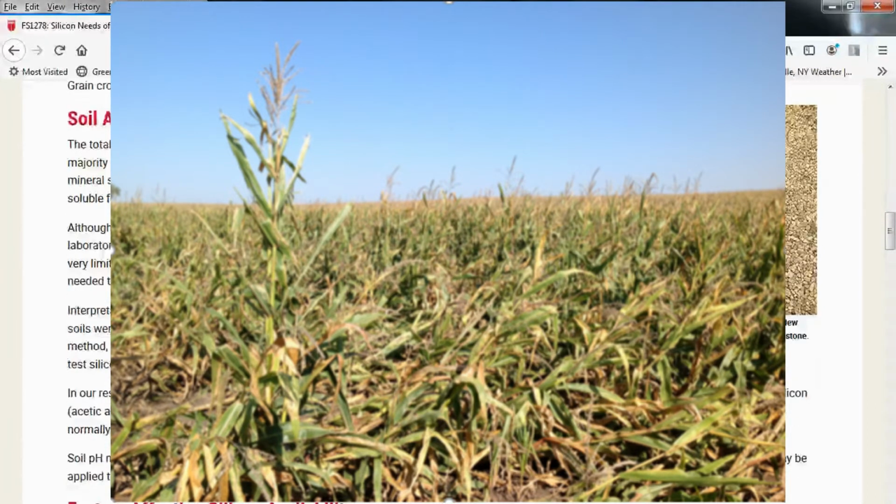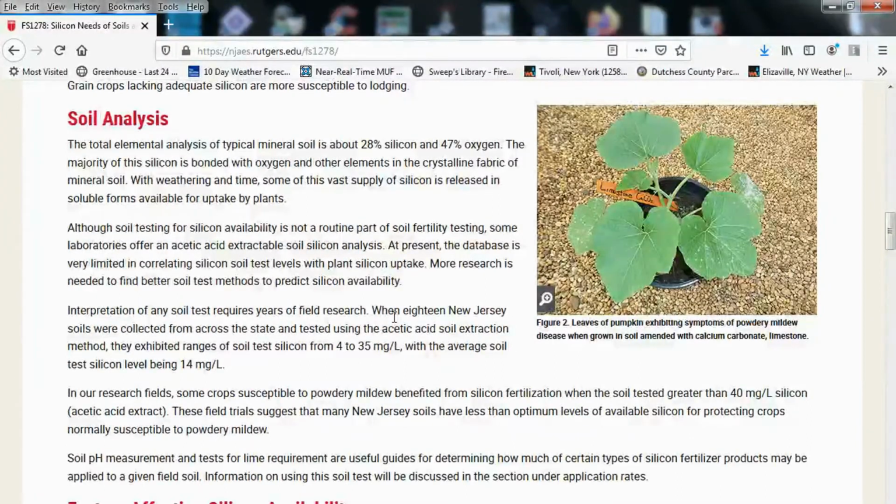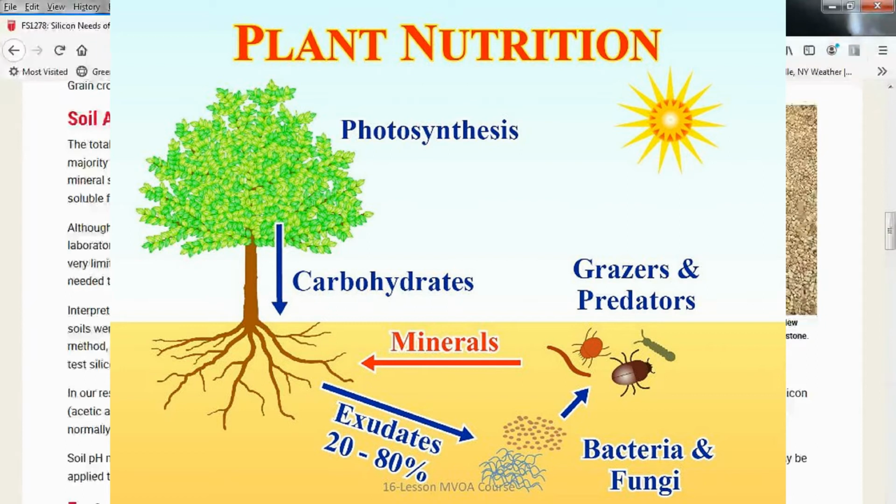Soil analysis. The total elemental analysis of typical mineral soil is about 28% silicon and 47% oxygen. The majority of this silicon is bonded with oxygen and other elements in the crystalline fabric of mineral soil. With weathering in time, some of this vast supply of silicon is released in soluble forms, available for uptake by plants. And I'll add to that that if you have the right soil biology, a lot more of that silicon can be mobilized directly to plants. And as plants send exudates down and feed those microbial communities, they will respond by making more silicon accessible.